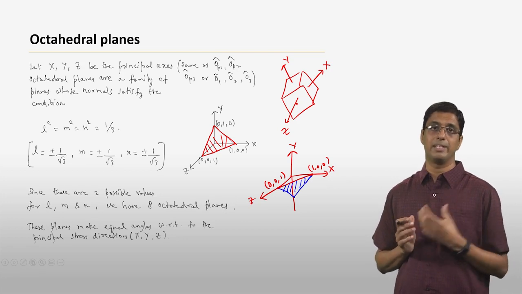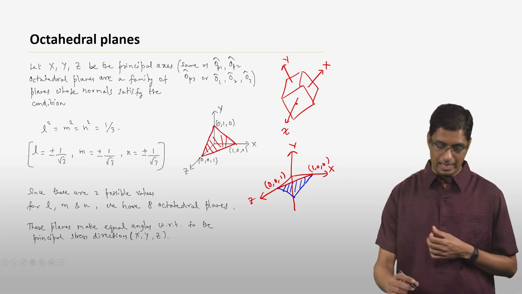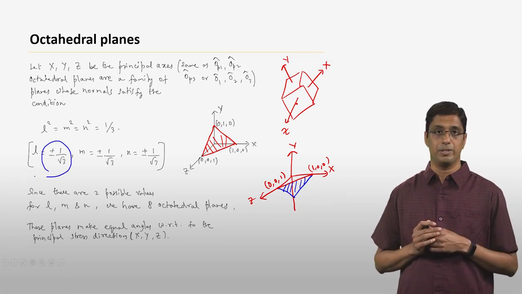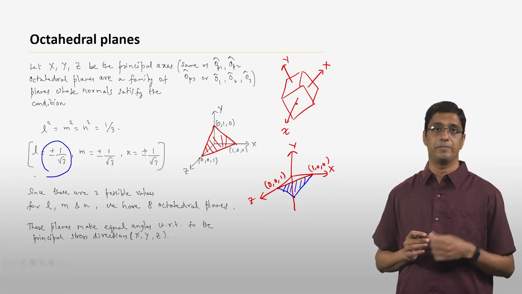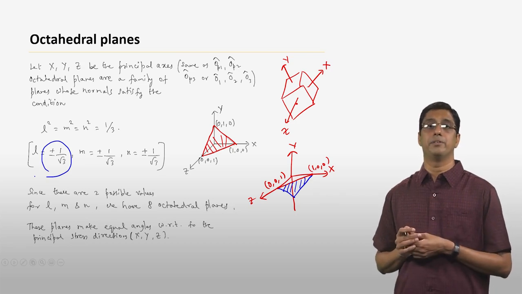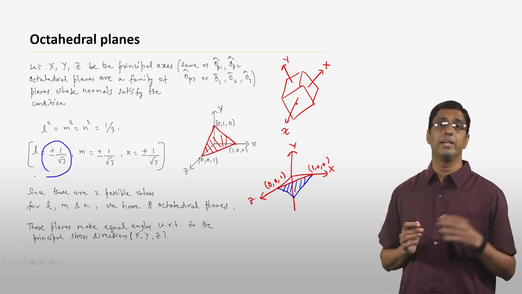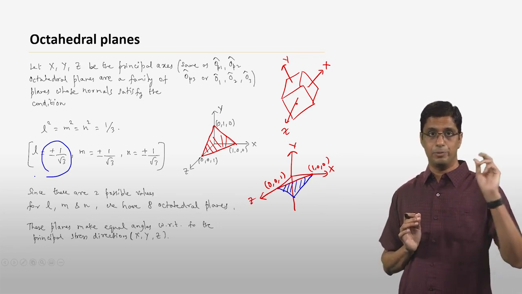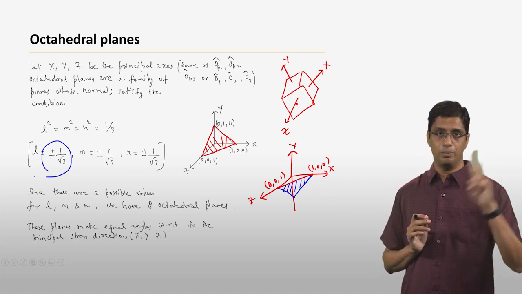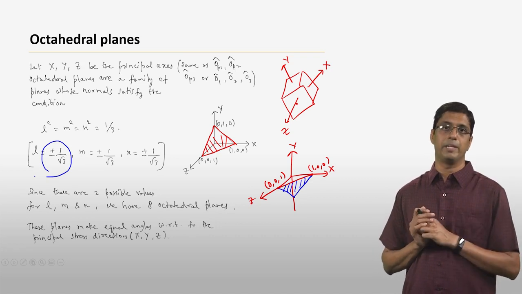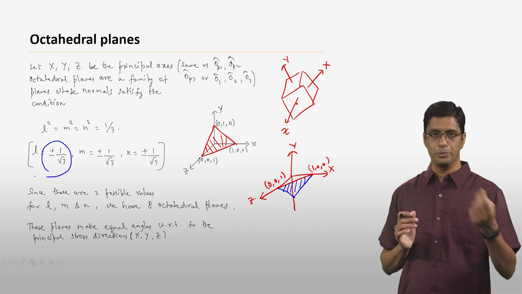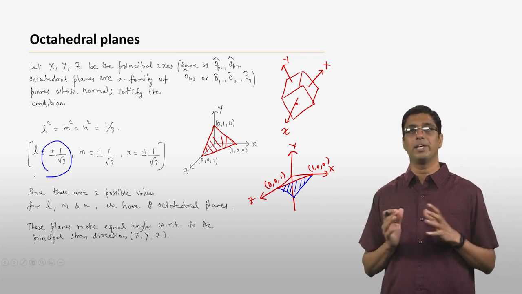So if you look at the direction cosines, they basically have values of plus or minus 1 over the square root of 3 for l, plus or minus 1 over the square root of 3 for m, and plus or minus 1 over the square root of 3 for n. If you look at the combinations, you can have two possible values for l, two possible values for m, and two possible values for n. So you have 8 combinations because it's 2 cubed. That's why you have these 8 planes.